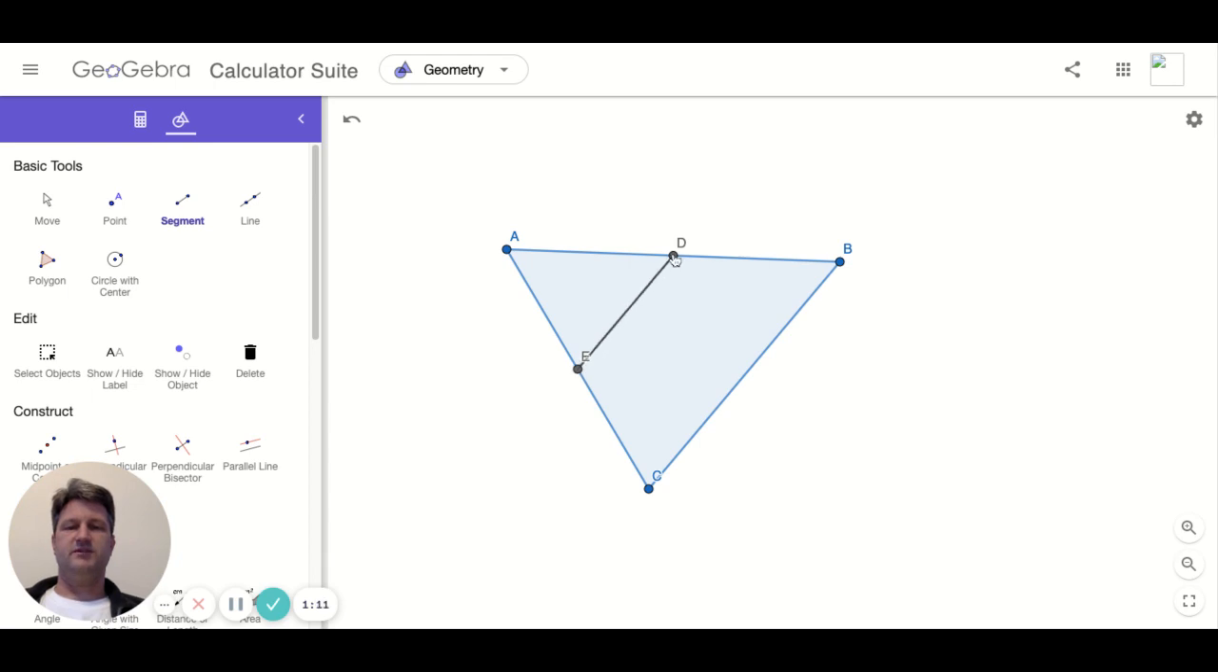One of the things that you'll see is ED is actually parallel to CB. So these two lines are parallel. And in fact, the length of ED is 1/2 of the length of CB.